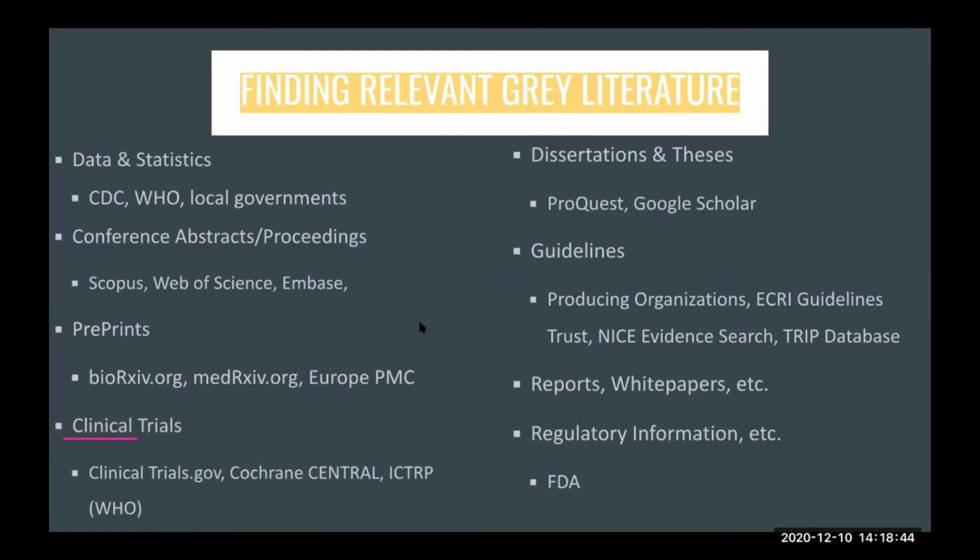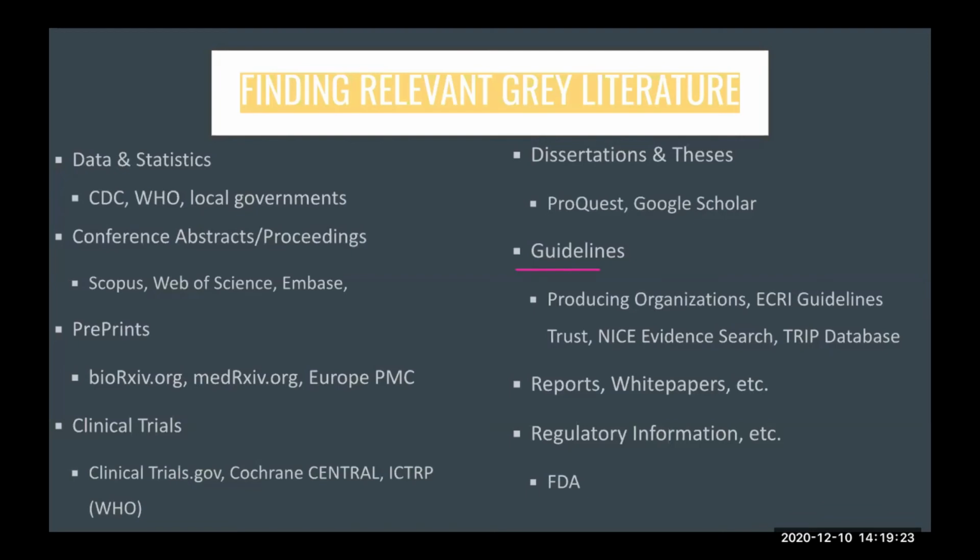Clinical trials are definitely the type of gray lit that you'll think about first when you're thinking about a systematic review. I would say clinicaltrials.gov and Cochrane's RCT database, which is Cochrane Central, do a great job of bringing all of that together for us. Dissertations and theses: there are a few different databases of just dissertations and theses, such as ProQuest, but you will find many or most dissertations and theses that are available online in Google Scholar.